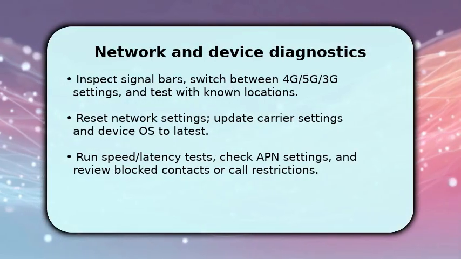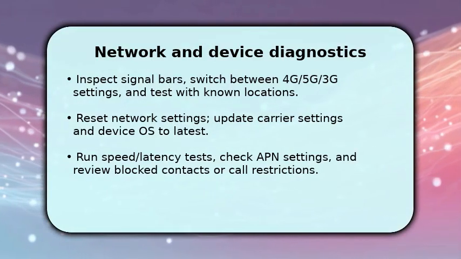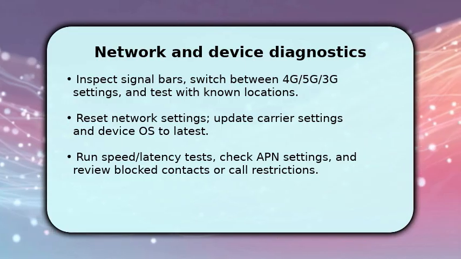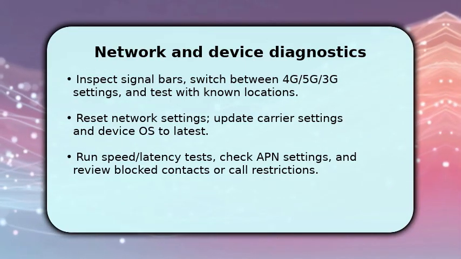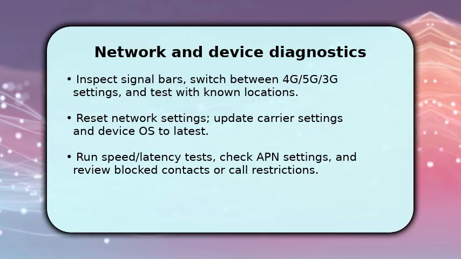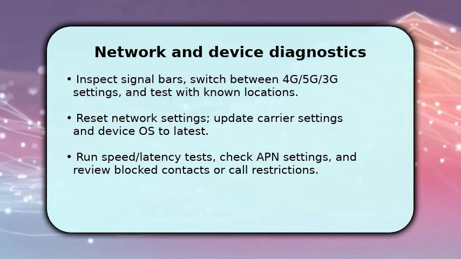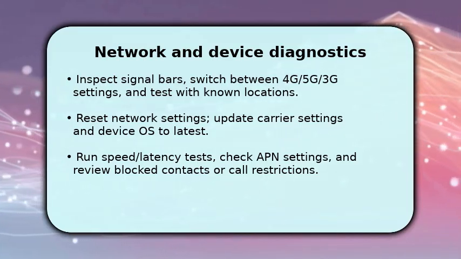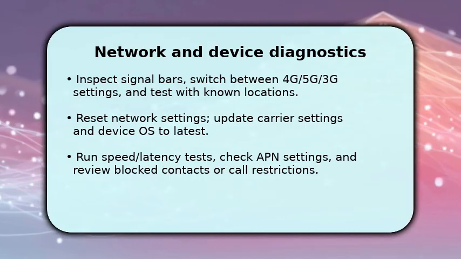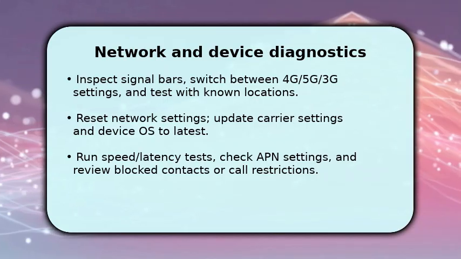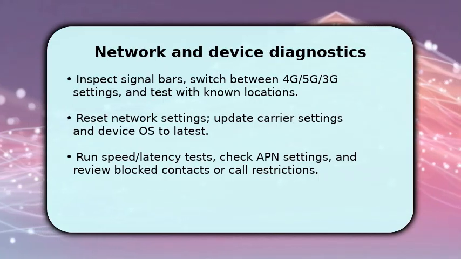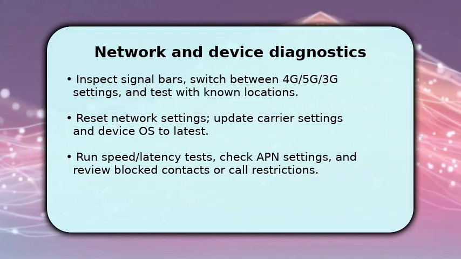Now you perform deeper diagnostics to pinpoint network versus device faults. First, move to a different location and compare signal bars. Switch between 4G, 5G, and 3G to see if one works better. Then update carrier settings and the phone OS, because outdated firmware can break registration. Reset network settings to clear corrupted profiles. Re-enter APN values if data fails.